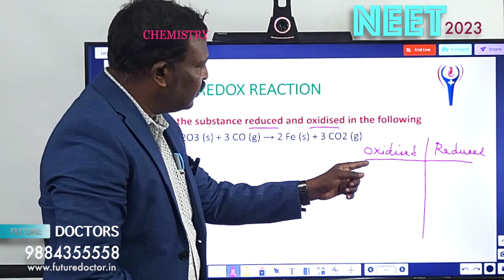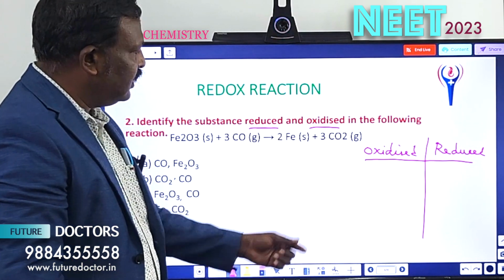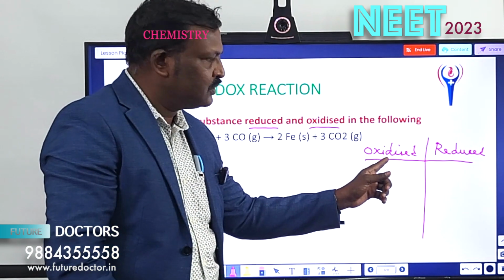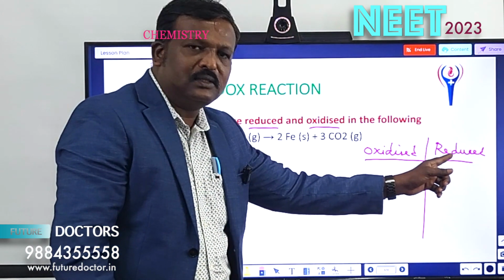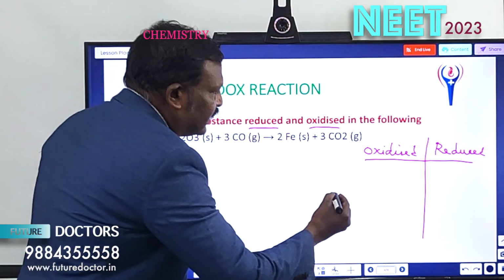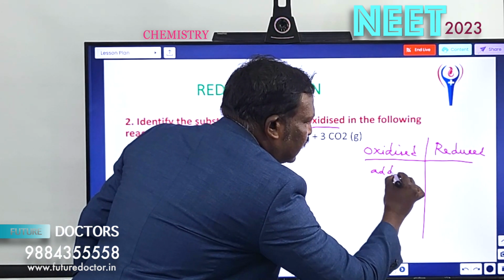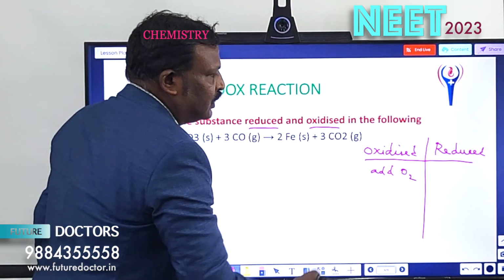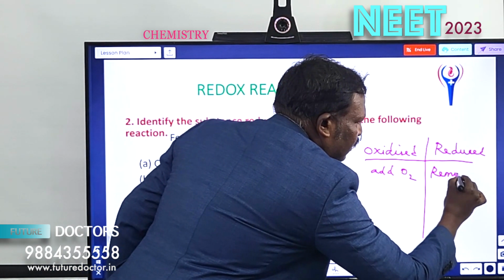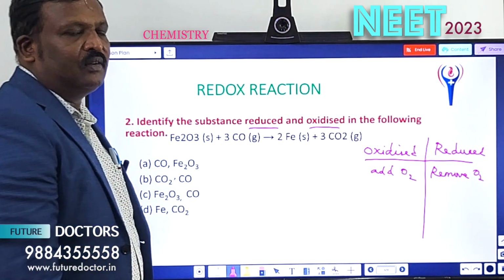To the species, oxygen is added. So any particle or any species to which oxygen is added is called oxidized. If oxygen is removed, that's called reduced. Understood? So here simply we can say the species in which oxygen is added, I simply write O2. The species in which oxygen is removed. Okay, this is the simple way to find out.